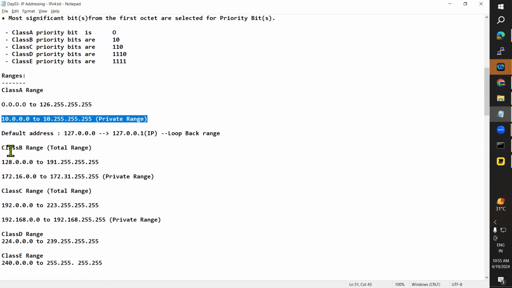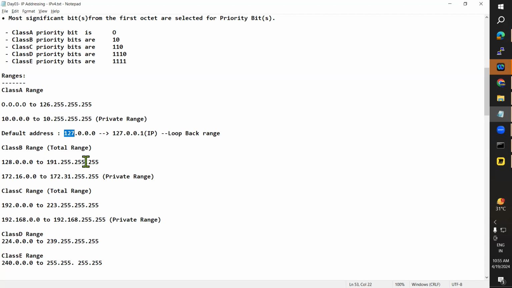Okay. And class B. Sorry, class B starts from 128. But what about 126? Here 126, but what about 127? 127 is a loopback address. It is a loopback address, and we will not use this IP address anywhere. But it is a default IP address. We can also call it the default IP address.